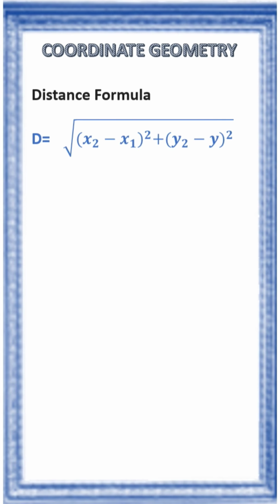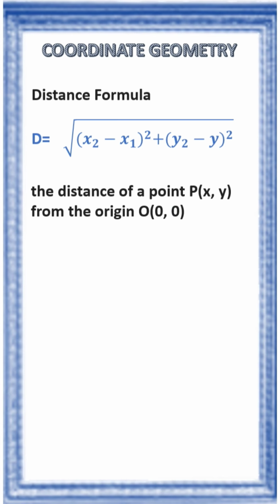The very important formula in the chapter Coordinate Geometry is the distance formula, where D is equal to square root of x2 minus x1 the whole square plus y2 minus y1 the whole square. The distance of the point P(x, y) from the origin O(0, 0) is square root of x square plus y square.